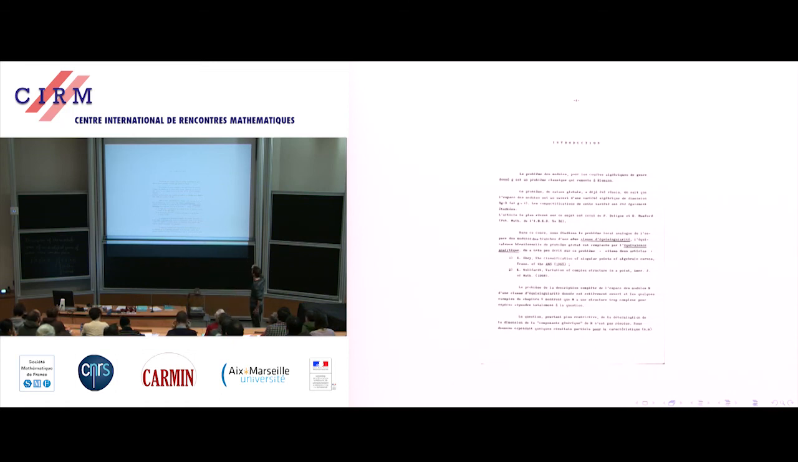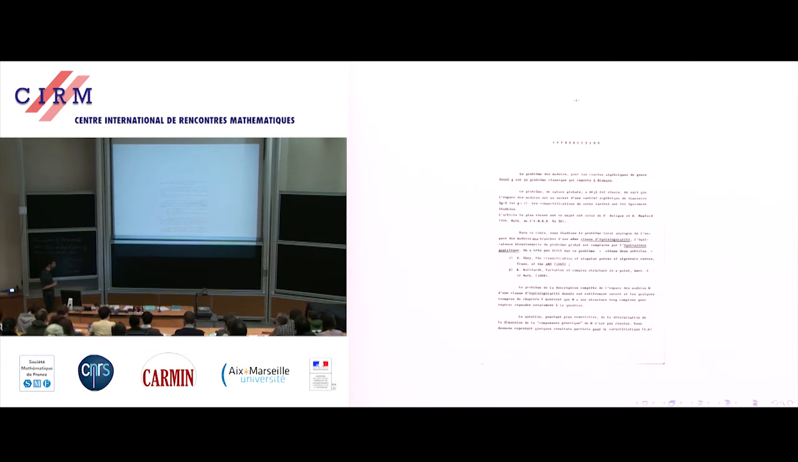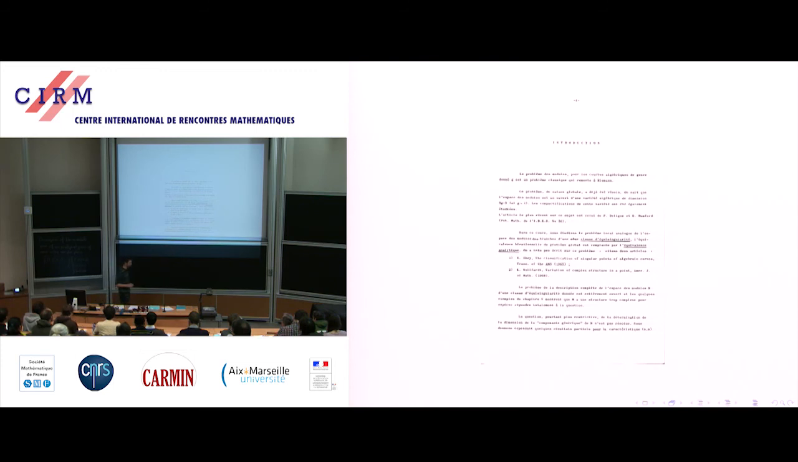And this is the very first page of the introduction of this book. So this is very, very small. So you probably can't read. But let me just read the last paragraph. Le problème de la description complète de l'espace des modules d'une classe d'équisingularité donnée est entièrement ouvert et les quelques exemples du chapitre 5 montrent que cet espace de module a une structure trop complexe pour espérer répondre totalement à la question. So here Zariski was a bit wrong, because actually, at least in the irreducible case, this question has a complete answer.